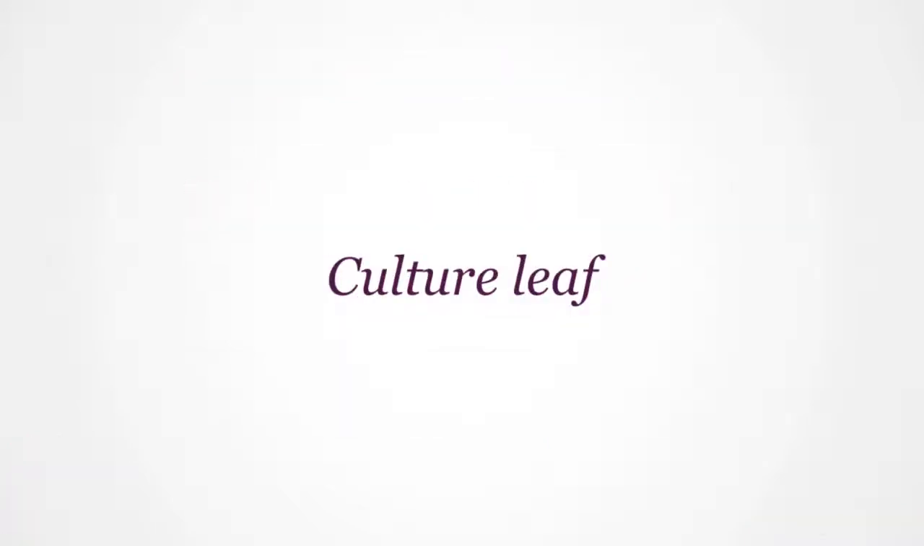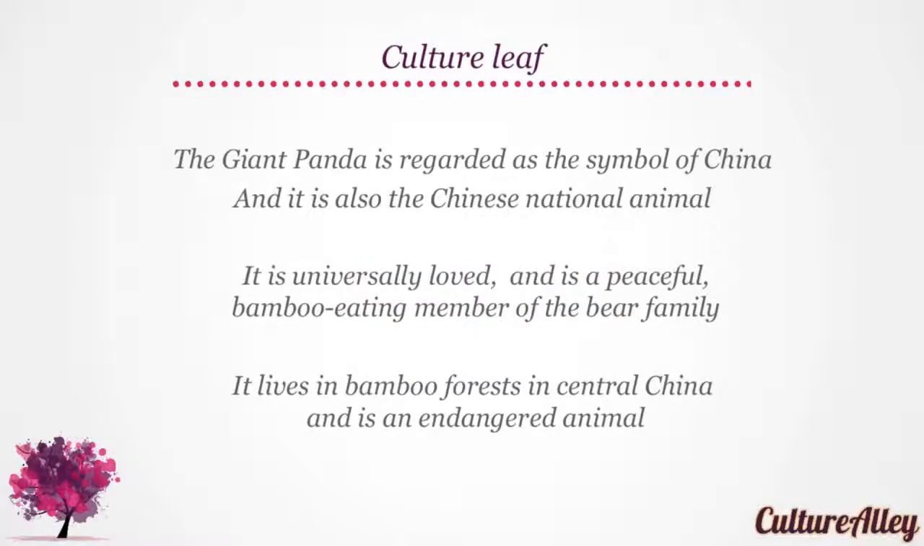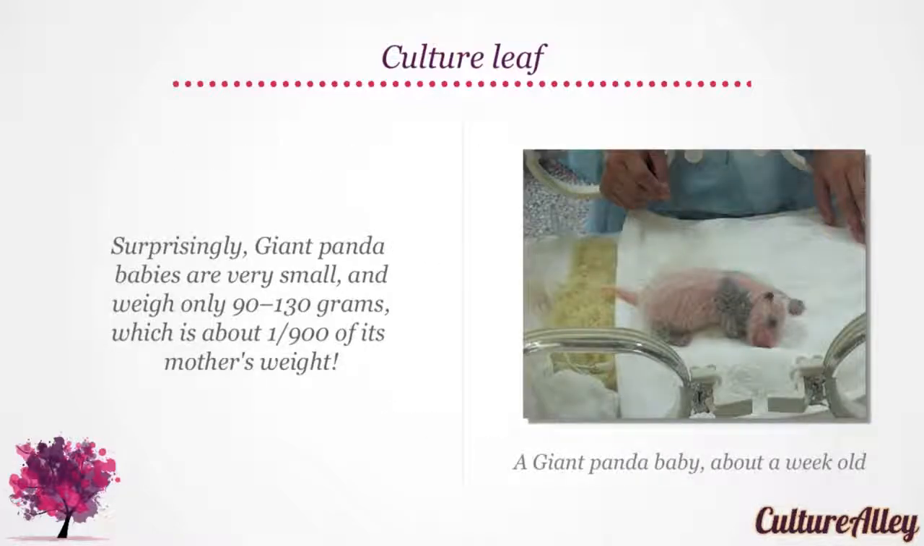Once again, it's time for the culture leaf of the day. Today, we will talk about the giant panda. The giant panda is regarded as the symbol of China, and it is also the Chinese national animal. It is universally loved and is a peaceful, bamboo-eating member of the bear family. It lives in bamboo forests in central China and is an endangered animal. Surprisingly, giant panda babies are very small and weigh only 90 to 130 grams, which is about 1/900th of its mother's weight. Here is a picture of a giant panda baby about a week old.